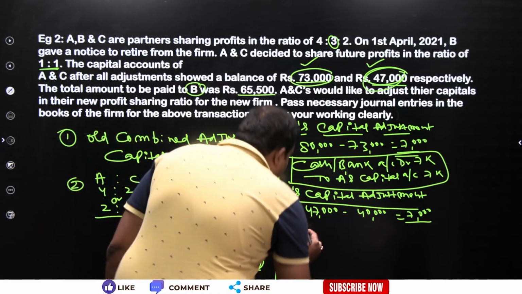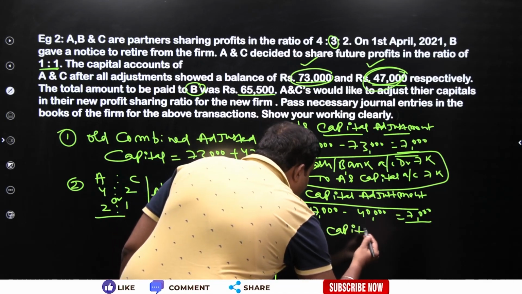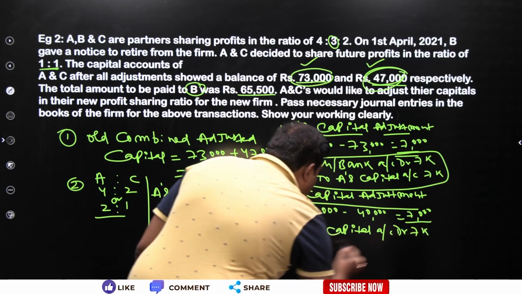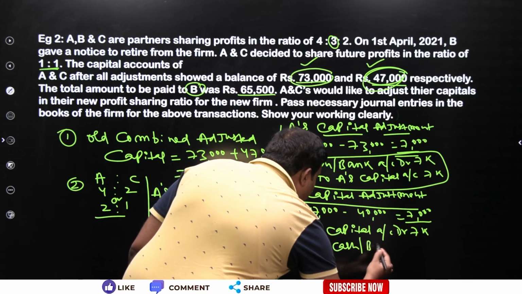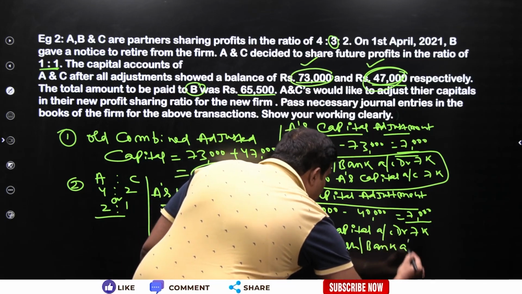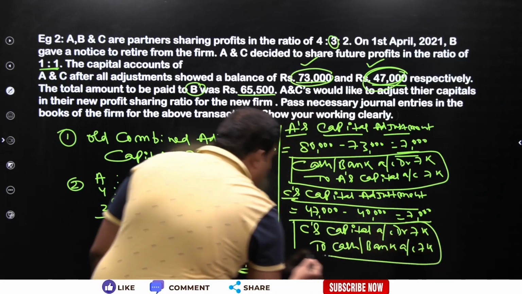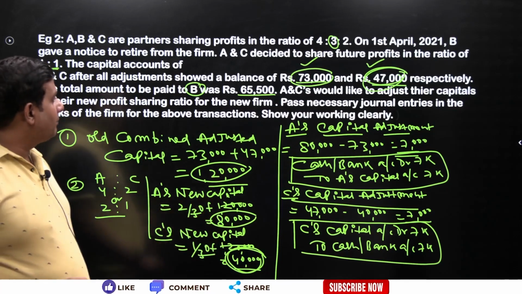So the journal entry for this is C's capital account debit by 7,000 to cash or bank account, and this is also 7,000. Alright, so we have done these adjustments for capital.